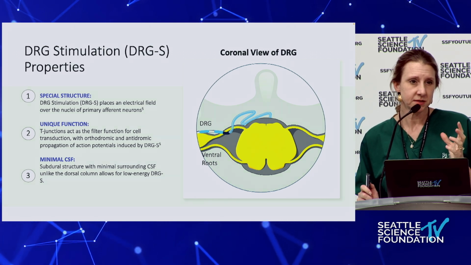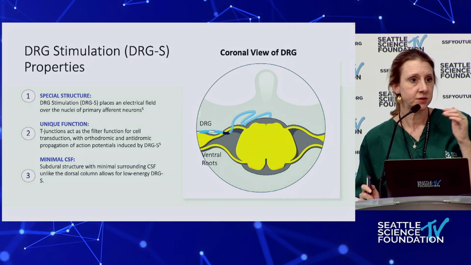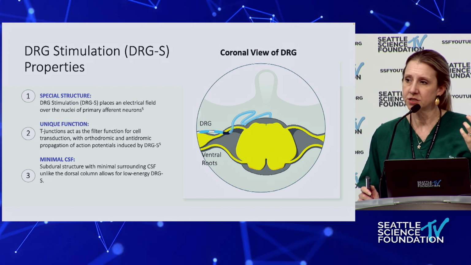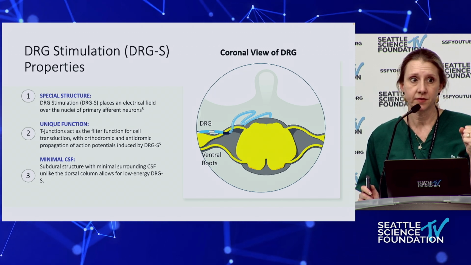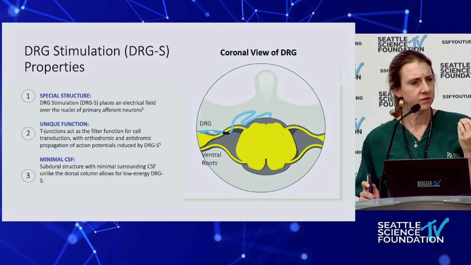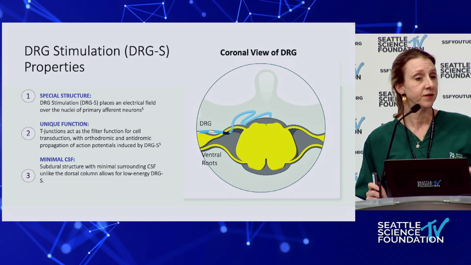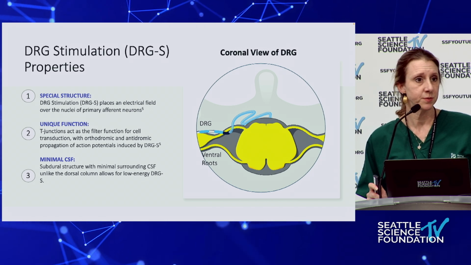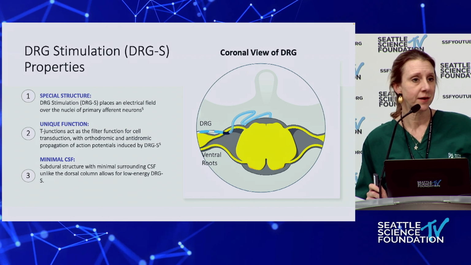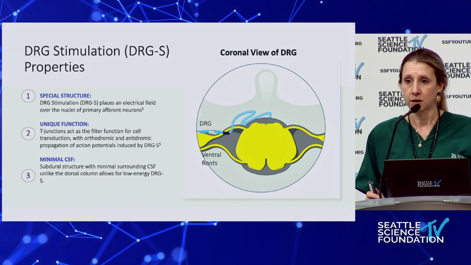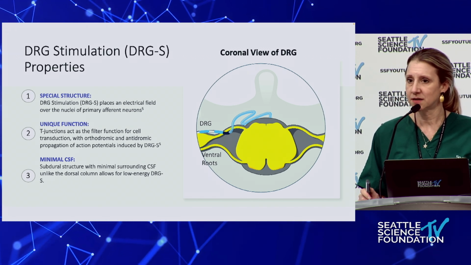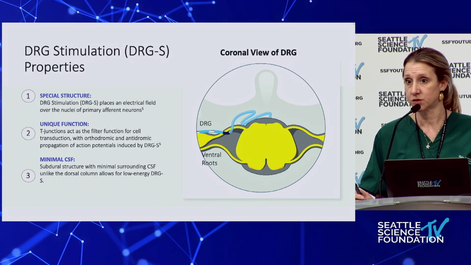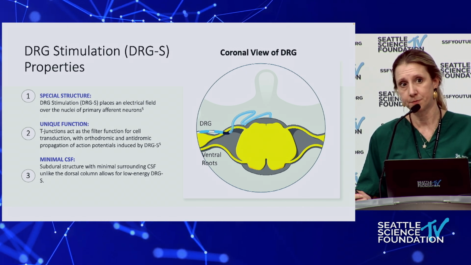There is very minimal CSF around the DRG, so the stimulation amplitudes that are required are very, very low, and we can get very close to this structure. And so for that reason, when you think about neural dose and being responsible users of our batteries so that their lives are long, this is an opportunity to take advantage of those potentials.